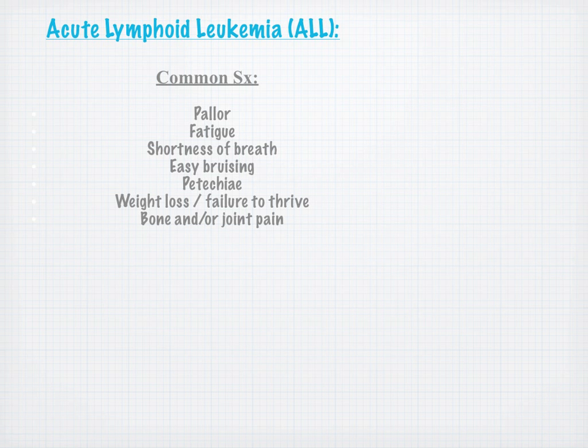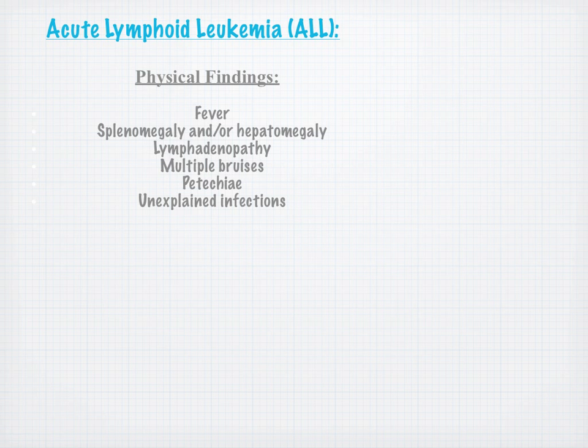So ALL, common symptoms: pallor, fatigue, shortness of breath, easy bruising, petechiae, weight loss, failure to thrive. Just the difference in weight loss and failure to thrive is what the age of the person is. Failure to thrive, as a term, as you probably know, is typically used in much younger people. And then bone and or joint pain.